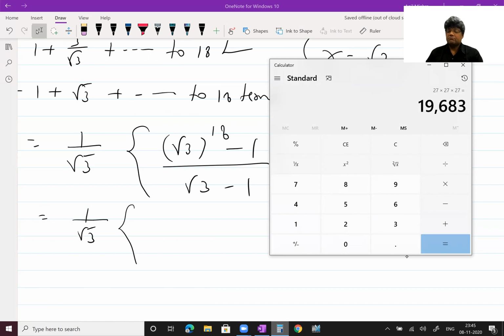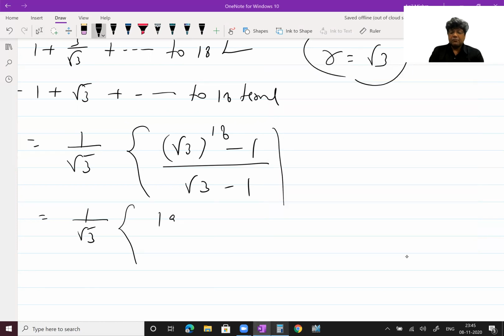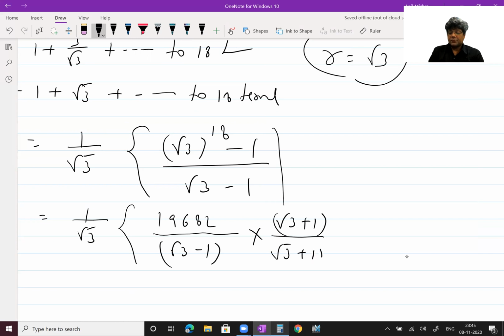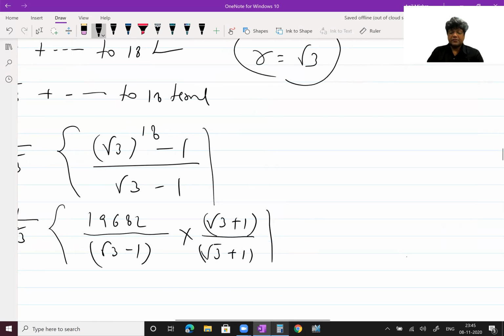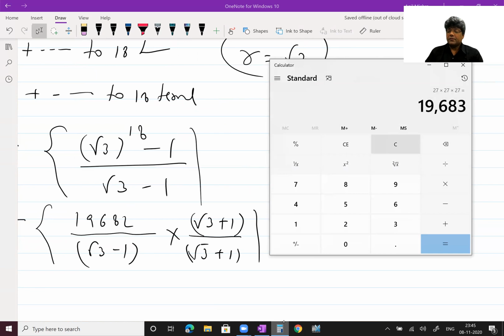19683 minus 2 is 19682, divided by root 3 minus 1. So guys, if I rationalize, it will be root 3 plus 1 by root 3 plus 1. Oh, wait, this value again I will check. It is 3 to the power 9. So 3 into... equal to 2, 3, 4, 5, 6, 7, 8, 9.